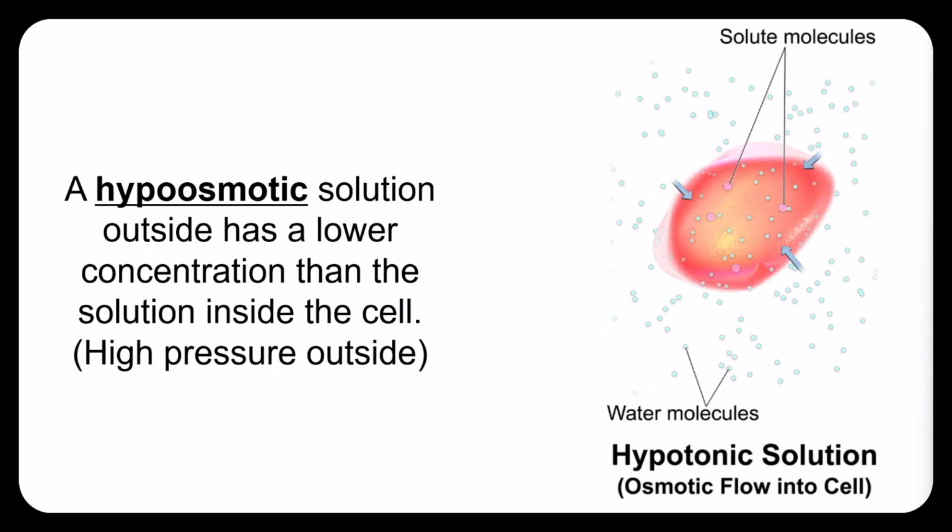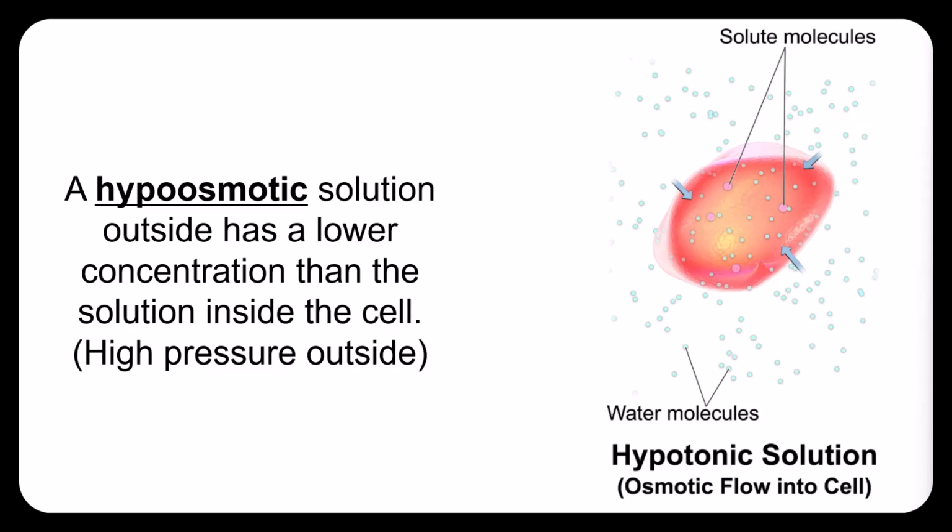Now let's look at the other, so hypoosmotic. In a hypoosmotic solution, the outside of the cell has a lower concentration than the inside of the cell. So inside is very concentrated with solute particles, outside is less concentrated. So what we would see here is the flow of solvent would be into the cell. There's higher pressure on the outside and it's going to push its way into the cell. There's nothing in the cell that's holding that water back from coming in. So we'd see a net flow of solvent into the cell.